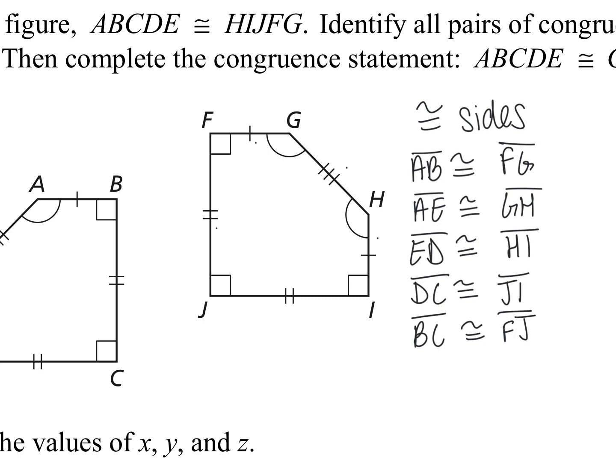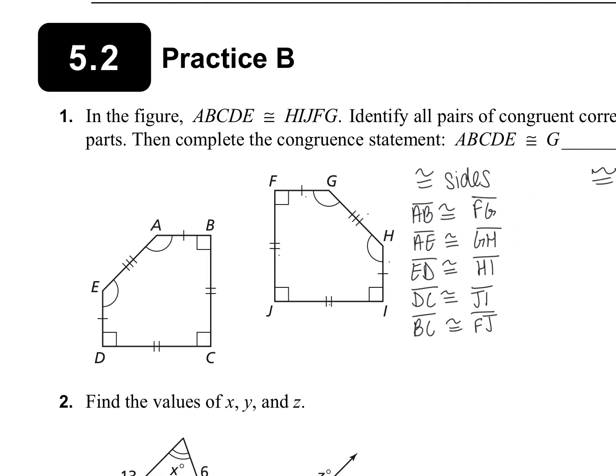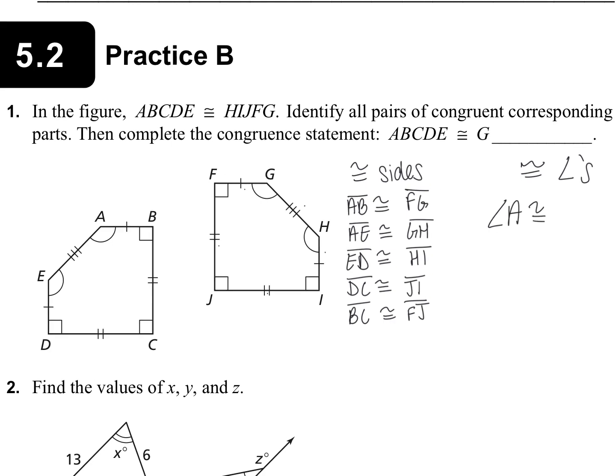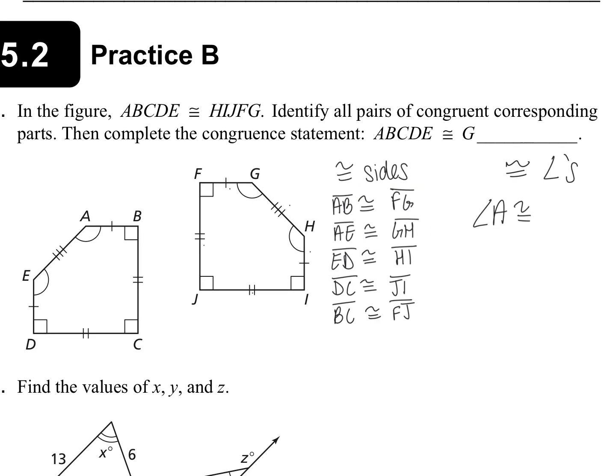Did we get all of them? 1, 2, 3, 4, 5. 1, 2, 3, 4, 5. All sides, good. Now let's do my angles. So you could use your congruency statement or you can use the image. All right, angles that are congruent. Angle A is congruent with what? G.